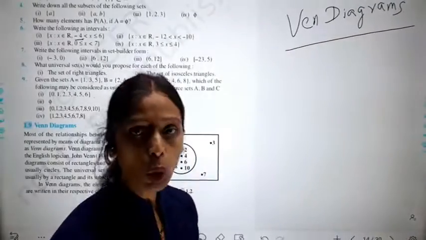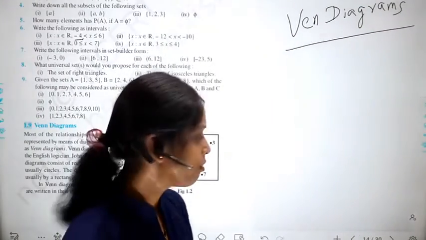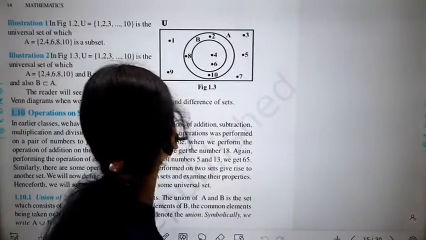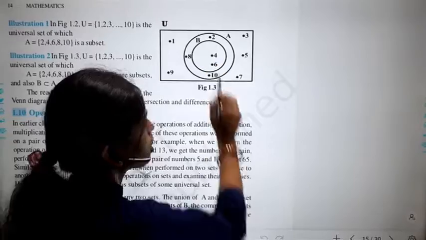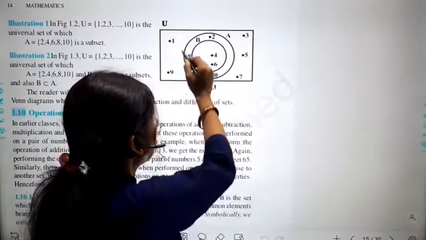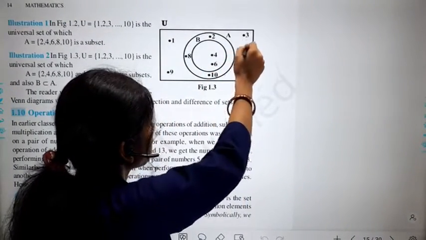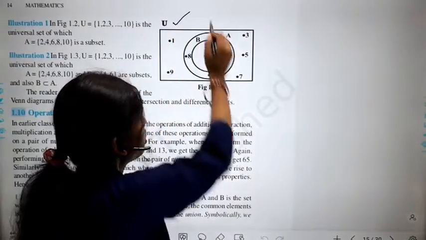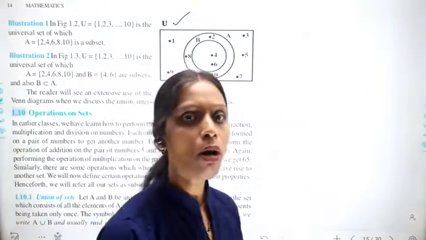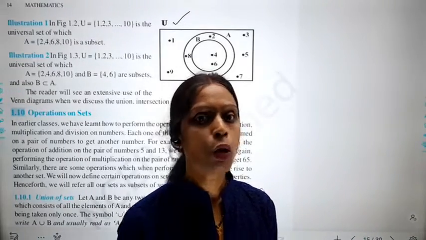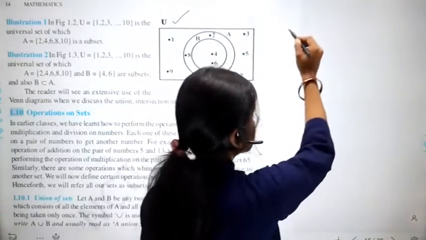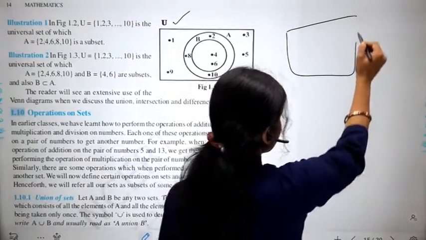And you already know about the universal set. This is a universal set having the elements 1, 2, 3, 4, 5, 6, 7 and up to 10. Because this is a universal set, and I have already given you the concept of the universal set, it is represented in such a manner.